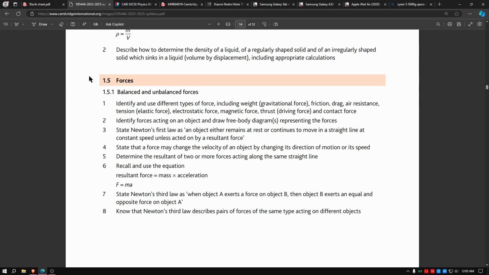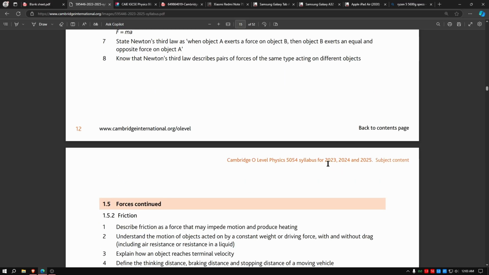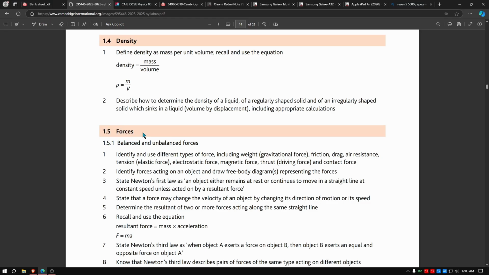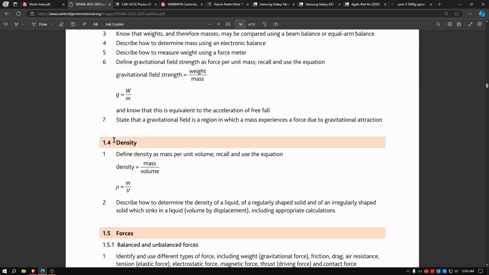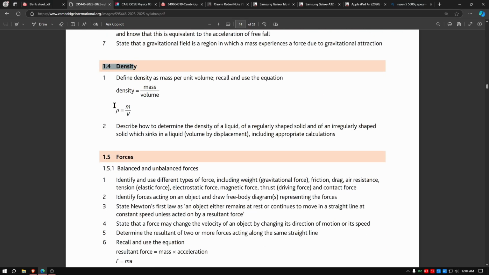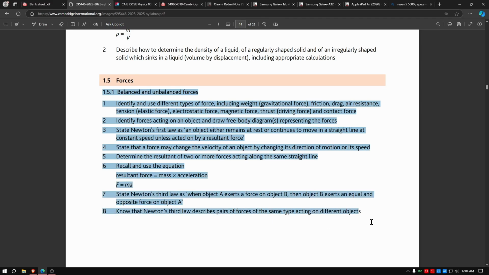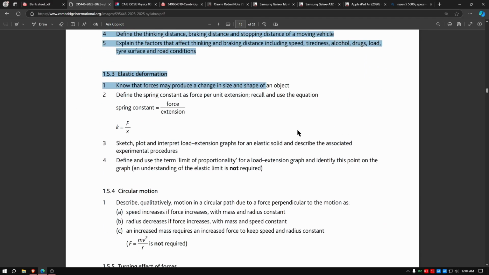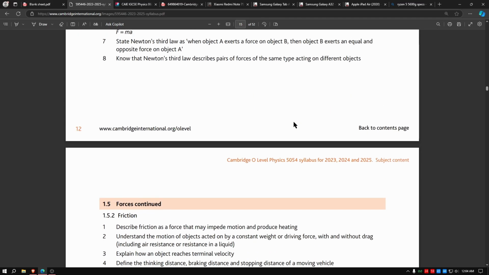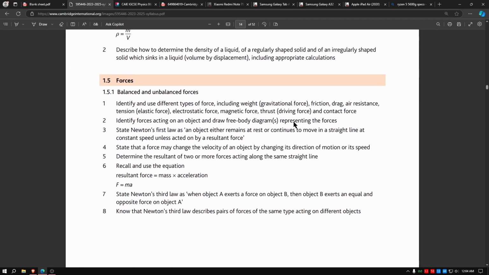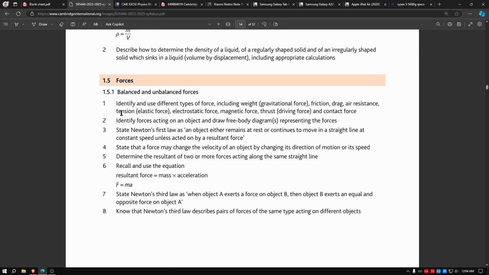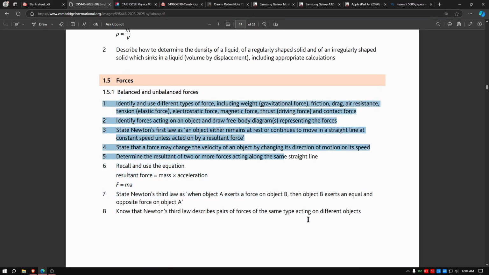Hi guys, so in this video we'll be going over O-level physics 5054 chapter 1.5 forces. Previously we covered chapter 1.4 and 1.3. Now we'll be going over 1.5, and the later portion of 1.5 will be covered in part 2 of this video. So do come back for part 2 if you're interested. And we'll be going again point by point.